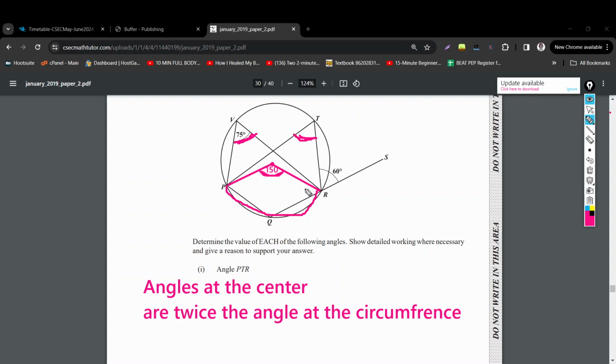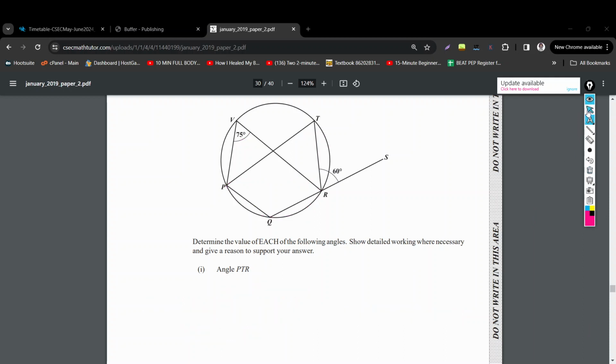All right, so that pretty much finishes the circle theorem now. The answer is, POR, let me just put that here, POR is equal to 150. And that's pretty much it. We're good to go, and that's all of the circle theorem.